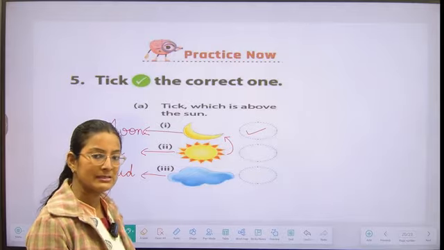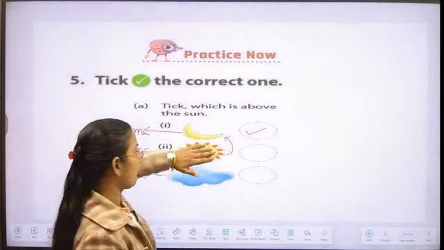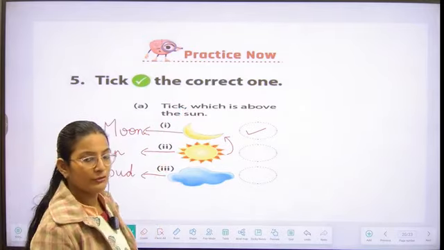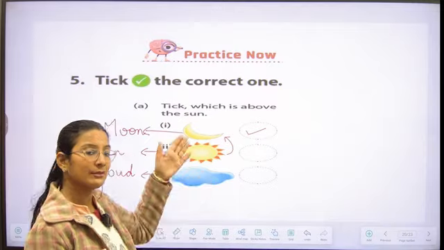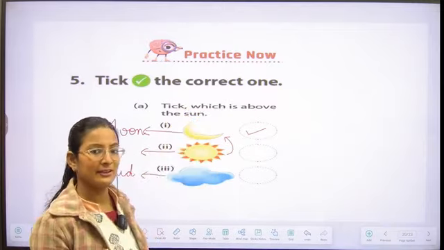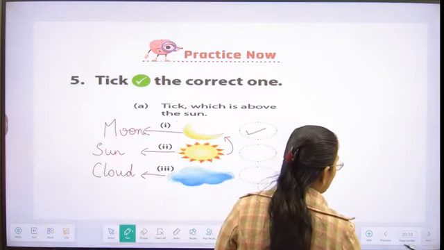Everyone did this? Above का means क्या होता है? ऊपर. तो sun के ऊपर क्या पिक्चर बना हुआ था? What's the picture is? Moon. So what we have to do? We have to tick the picture above the sun. Everyone did? Very nice. Move to the next exercise.